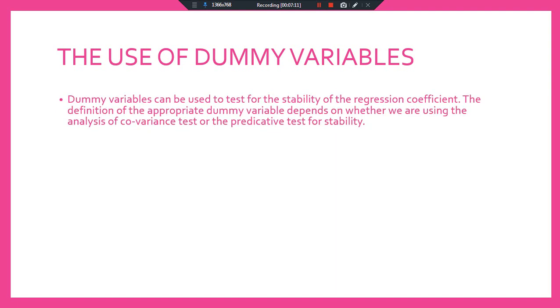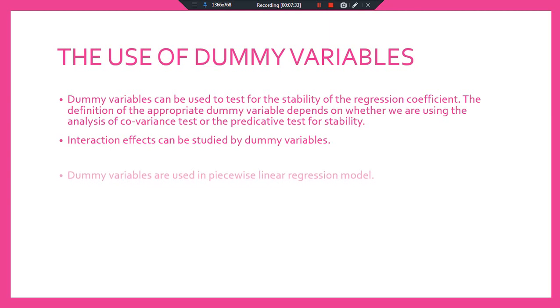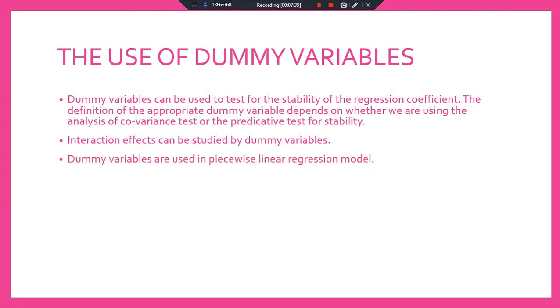Dummy variables can be used to test the stability of the regression coefficients. The definition of the appropriate dummy variable depends on whether we are using the analysis of covariance test or the predictive stability test. Interaction effects can be studied with the help of dummy variables. Dummy variables are also used in piecewise linear regression models. Dummy variables can be used where some parameters across equations are equal.